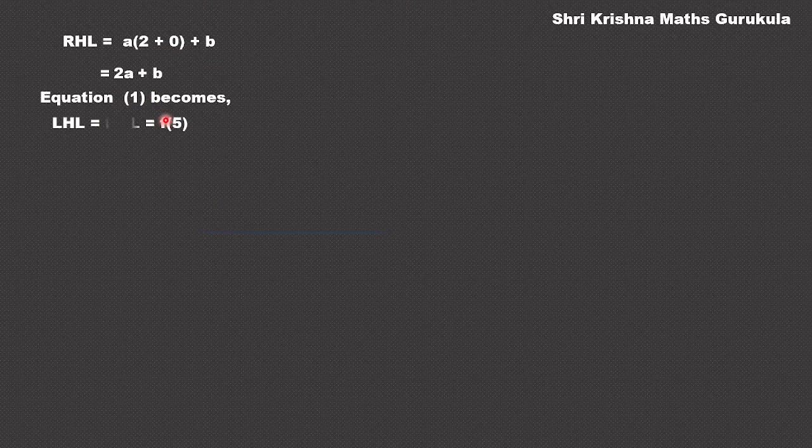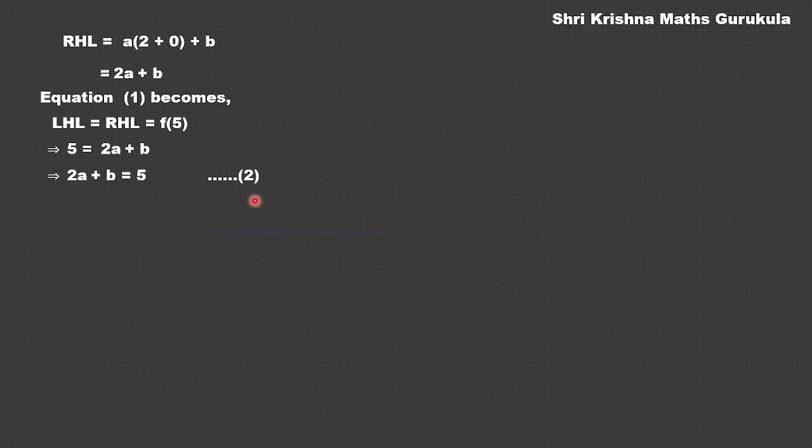So equation 1 will be LHL is equal to RHL is equal to f of 2, right? We are substituting that because LHL and f of 2 both are equal to 5. I am writing only once. So it is 2a plus b is equal to 5. We have got a linear equation now. I am calling this equation 2. When we use the condition for continuity at x equal to 10, we will get one more linear equation like this. We will solve both the equations to get the values of a and b.